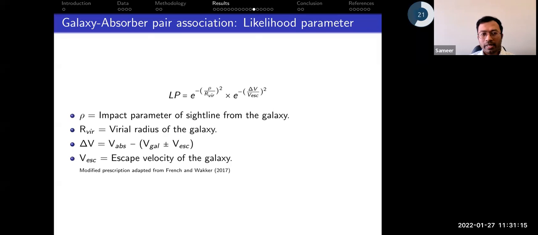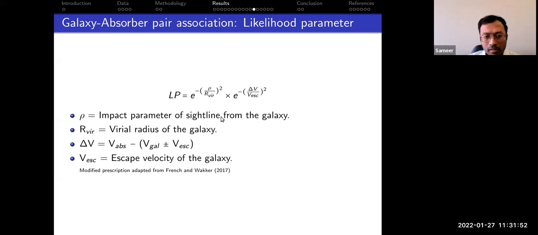So now that we have determined their properties, the next task for us was to determine which of the galaxies are responsible for the absorption in the different components that we are seeing. To do that, we use a term called the likelihood parameter, which is given by this equation. It is exponential of minus rho over R virial, squared, times exponential of minus delta V over V escape, squared. I'll explain how these terms affect the LP, the likelihood parameter.